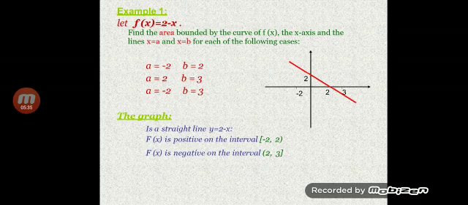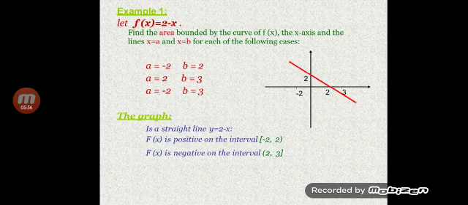Find the area bounded by the curve of f of x, the x-axis and the lines x is equal to a, x is equal to b for each of the following cases. They have given 3 cases now: a is equal to minus 2 to b is equal to 2, a is equal to 2 to b is equal to 3, and a is equal to minus 2 to b is equal to 3.